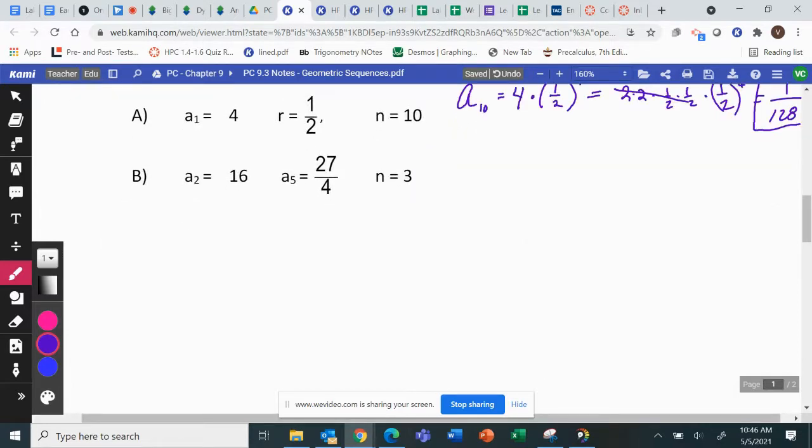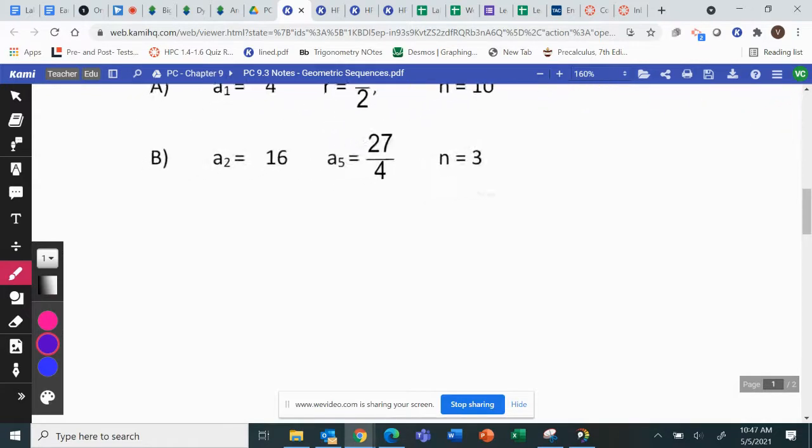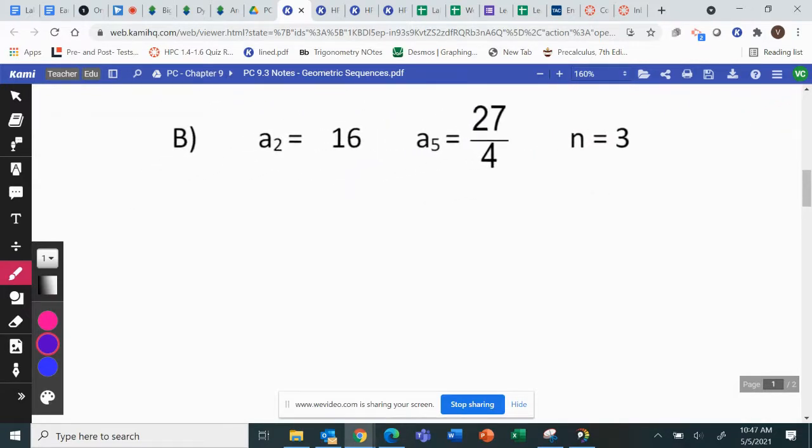Second question. We've got the second term and the 5th term. And then we're going to find the 3rd term. So when they give you 2 terms, that means you don't know R and you do not know A sub 1. This is the same thing that we had when we had arithmetic sequences. We didn't know A sub 1, we didn't know D. So if we have 2 unknowns, we're going to come up with 2 equations. Equation 1 and equation 2.